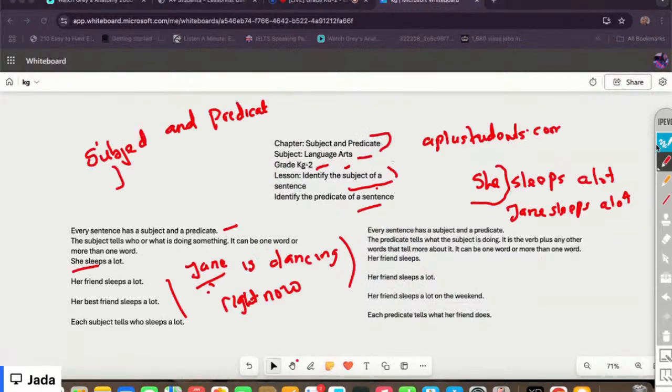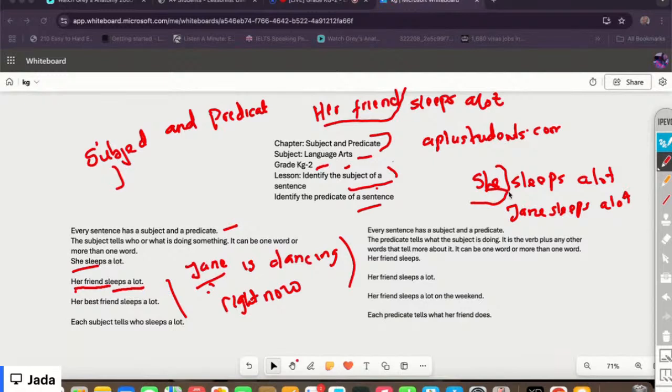The subject is just basically telling us who is doing something in the sentence. We also have some example here that says her friend sleeps a lot. Now, this particular sentence, her friend would be the subject. Remember that it says that the subject could be only one person, or it could as well be more than one person, or it could even be one word or more than one word.